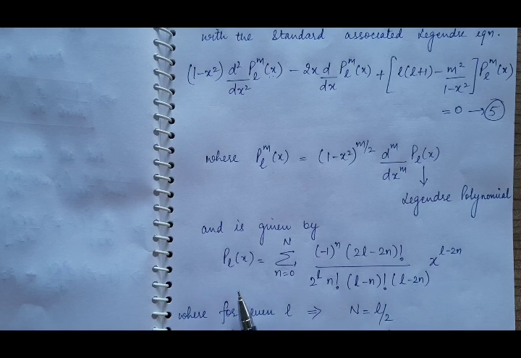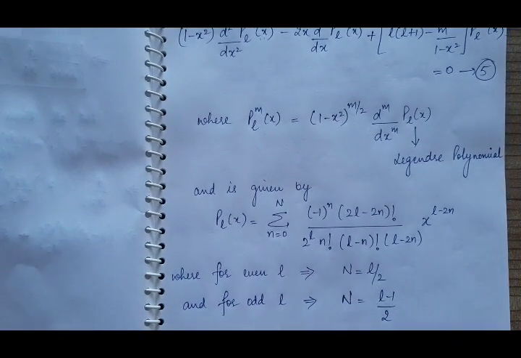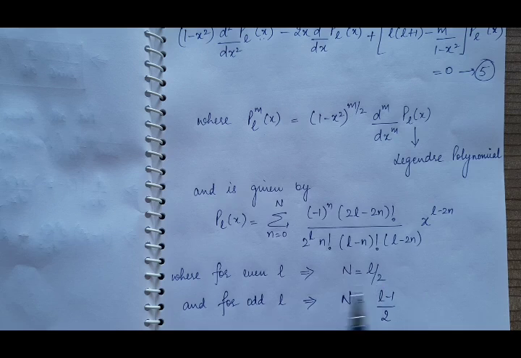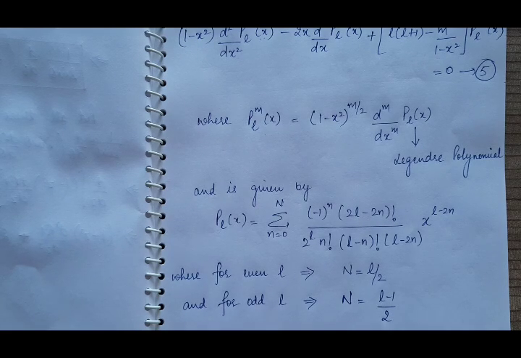The value of the Legendre polynomial can be calculated for any value of x by putting different values of x. This formula is for even values of L, where the upper limit of n is L by 2, and for odd values of L, n is equal to (L minus 1) by 2. You have to remember all these expressions. If you are able to remember them, you can write them down in the exam, and if not, you can skip this.